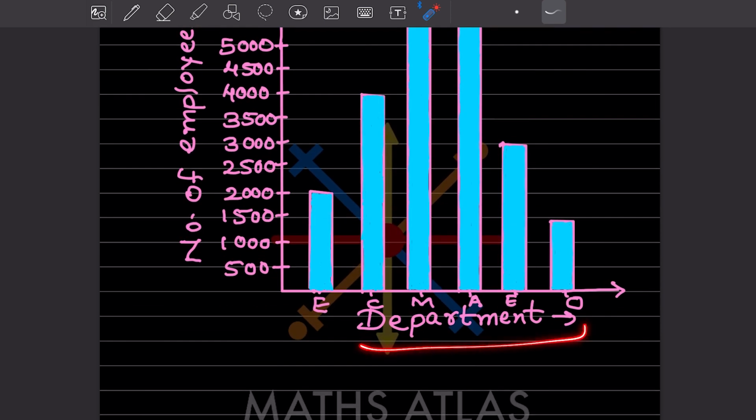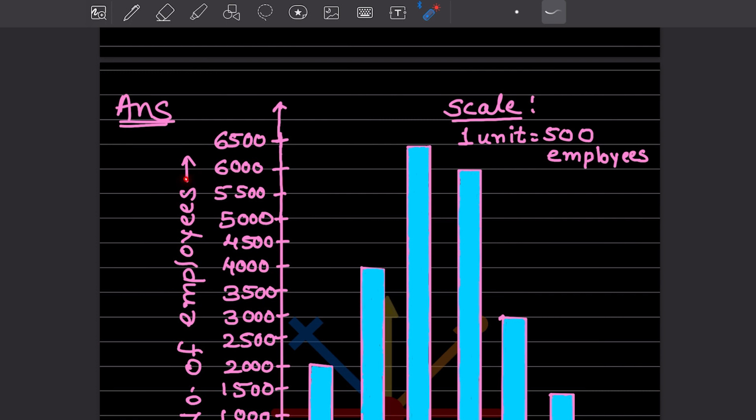And here you can write on this one. You can just write a department like this and just put an arrow that says that it is going in this way. And this also, number of employees, and put an arrow over here that shows it is going this way.